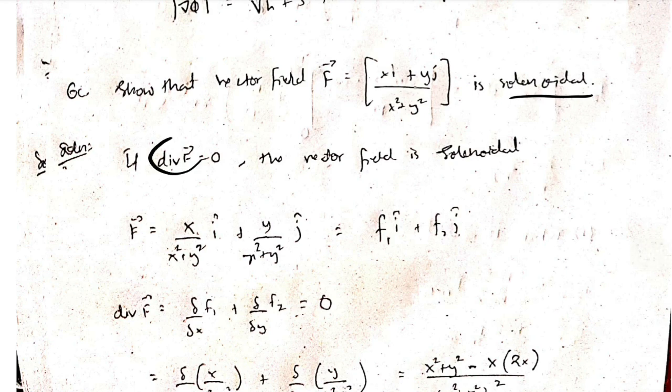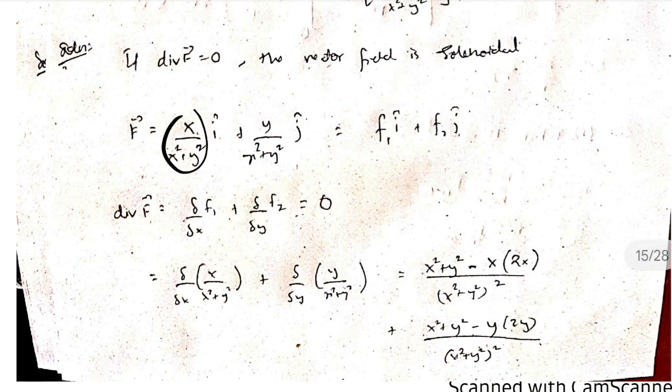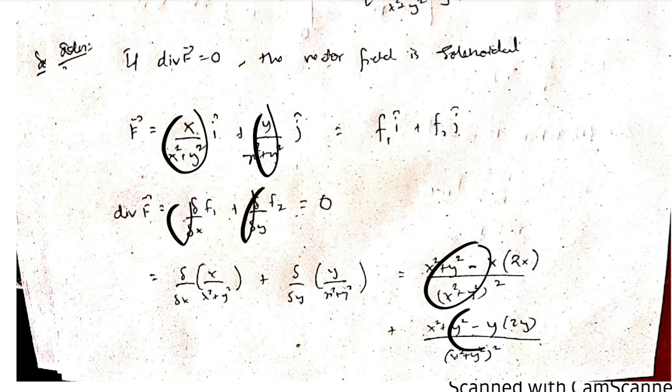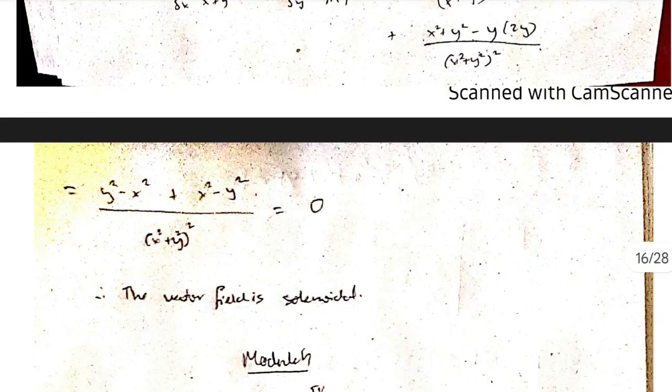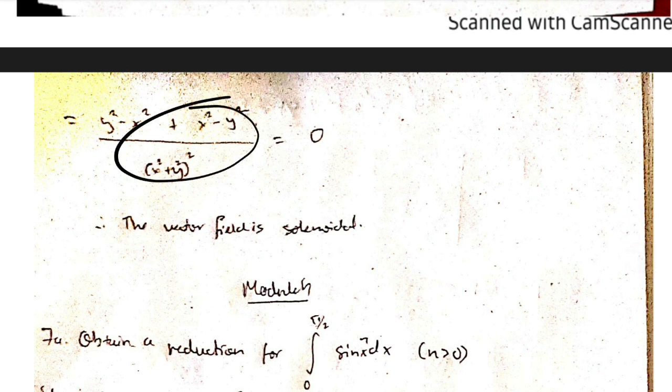Solenoidal means the divergence of f is equal to 0. How do we find divergence? Partially differentiate with respect to x for this one, and partially differentiate with respect to y for this one. So if it's equal to 0, how can we prove it? Just do the partial differentiation and add up, and you will get 0. So it proves that the vector field is solenoidal.